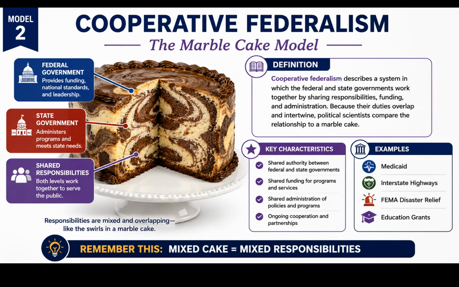Unlike the separate layers of the layer cake, the ingredients in a marble cake are mixed together and cannot be separated. Programs such as Medicaid, interstate highways, FEMA disaster relief, and education grants all require cooperation between the national and state governments. The one thing to remember is this: mixed cake equals mixed responsibilities.